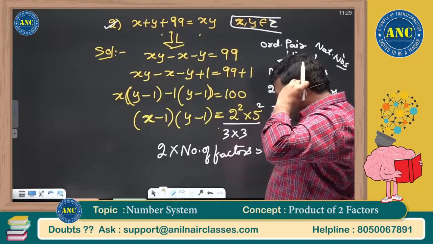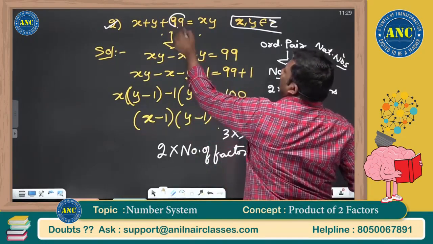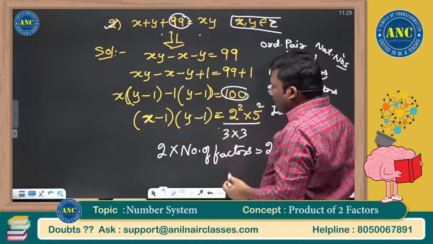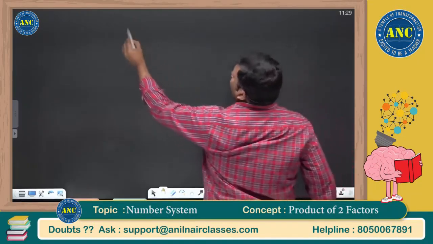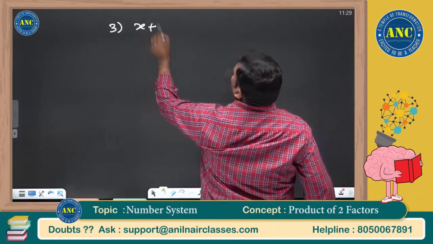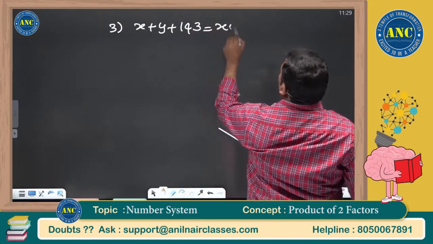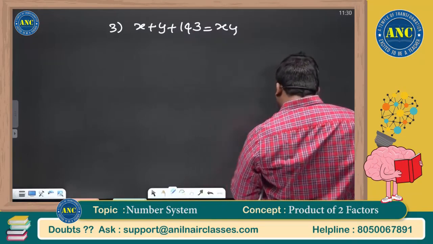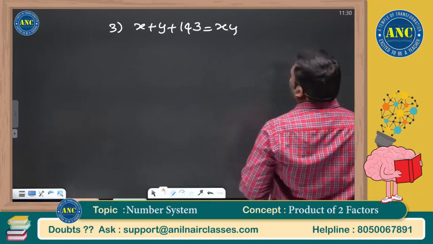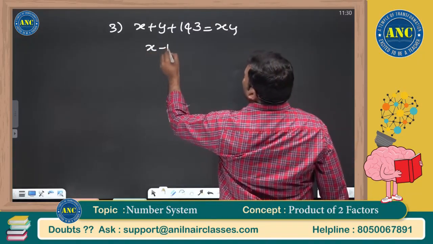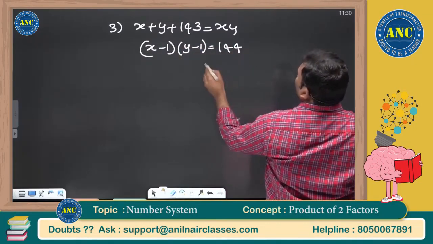Idea for this question is clear. So if there is a 99, on the right hand side I got 100. Directly it is 2 times the number of factors. Suppose the question is like this: x plus y plus 143 equivalent to x into y. What will be the answer directly? (x minus 1) into (y minus 1) equivalent to 144.